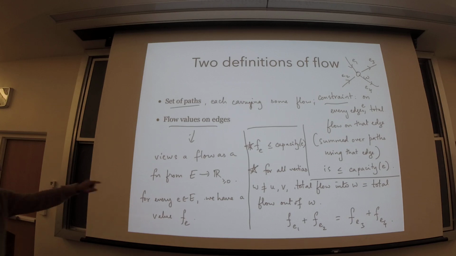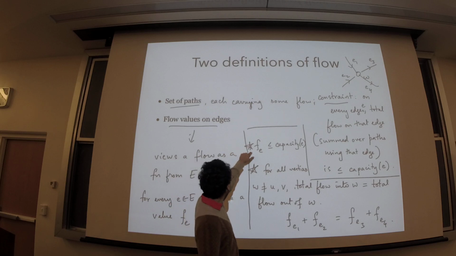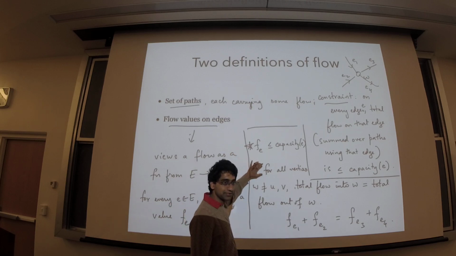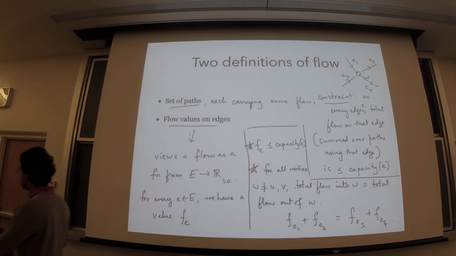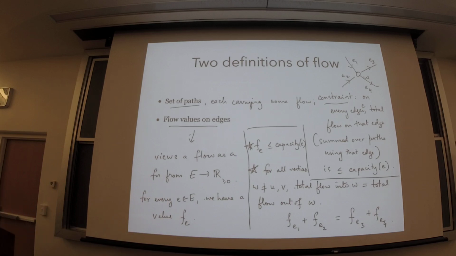So these are called capacity constraints, and these are called flow conservation constraints. This is conservation in the physics sense of the word, which is that something is maintained constant.